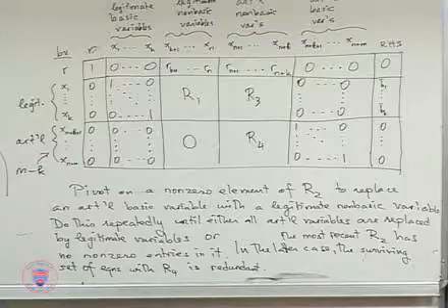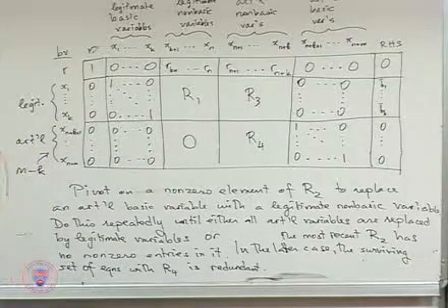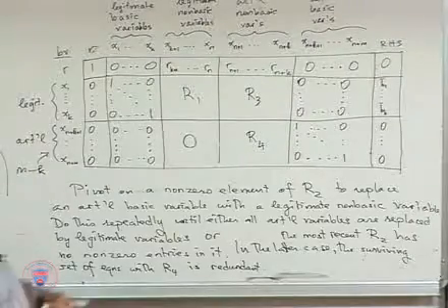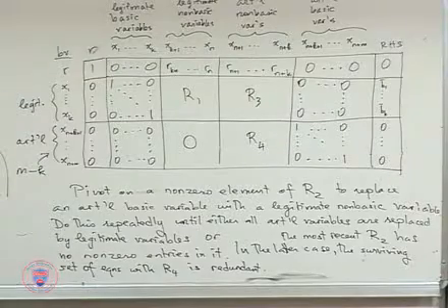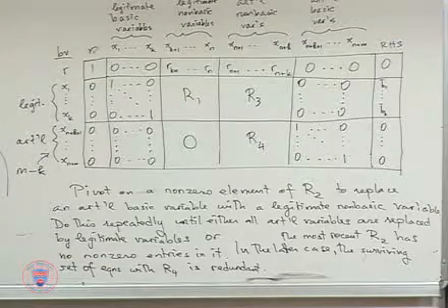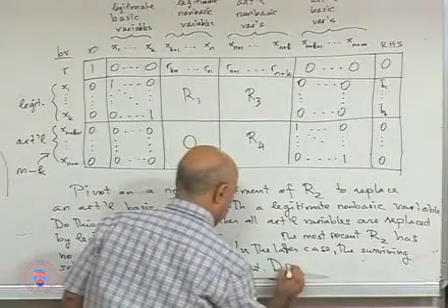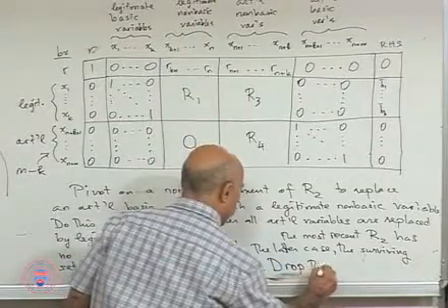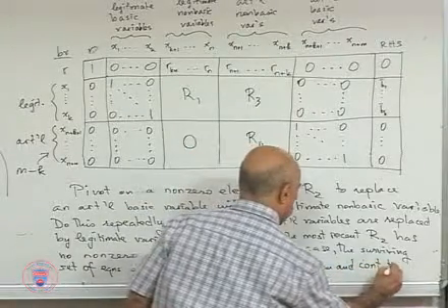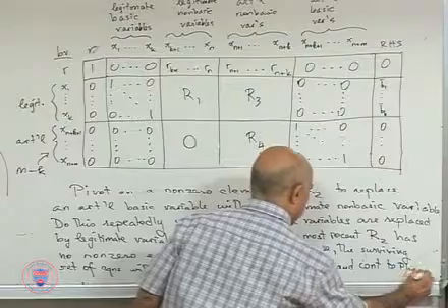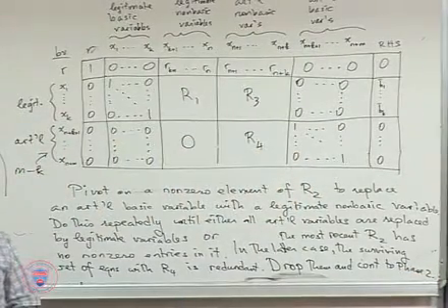So in the latter case, when R2 becomes 0, the surviving set of equations, whatever is left in the lower portion of the tableau, they are redundant. So you just drop them, and continue to phase 2. Does that make sense?